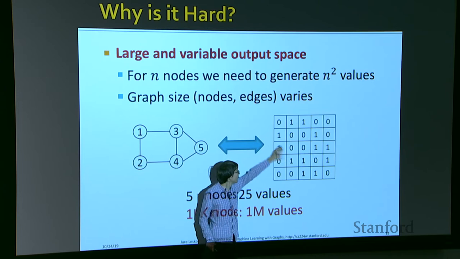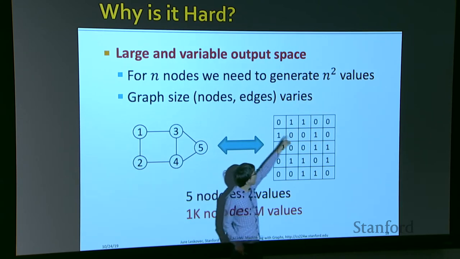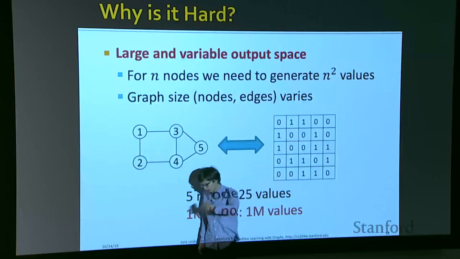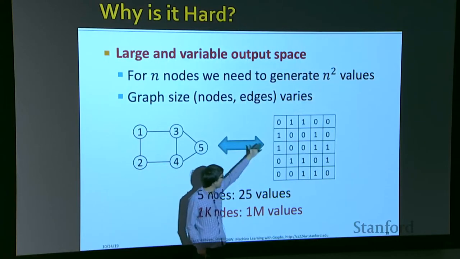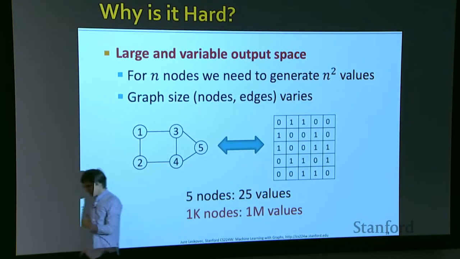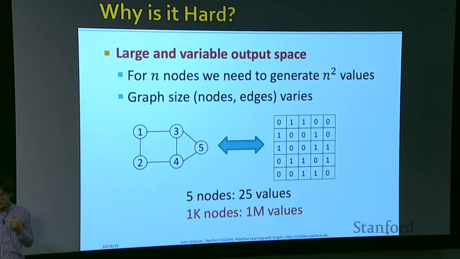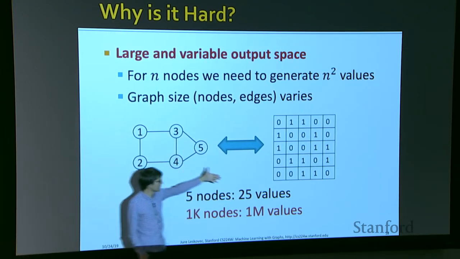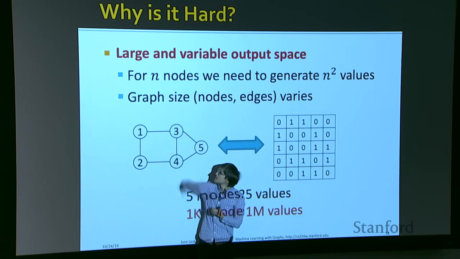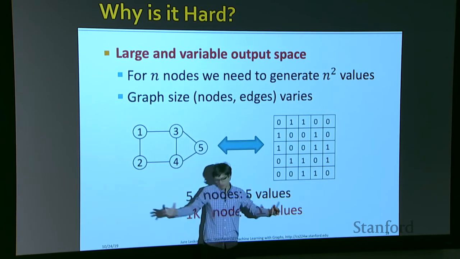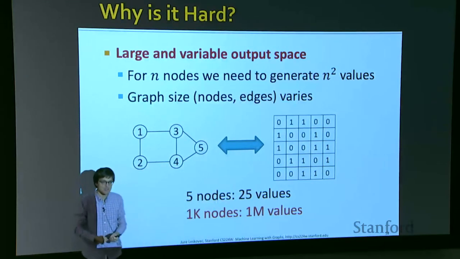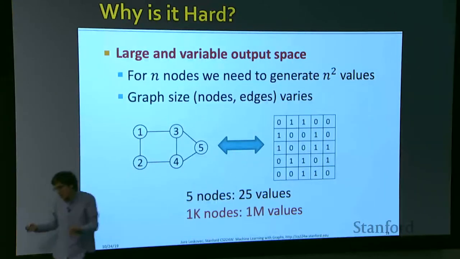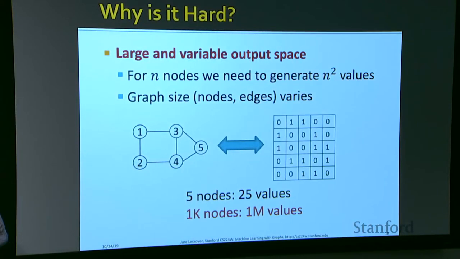I need to specify, for every node, all other nodes it connects to and all other nodes it does not connect to. So if I want to have n nodes, I need to generate n squared bits of information, right? The other thing is that if I would generate this as a fixed size matrix, I have the problem that graph sizes differ. Molecules have different sizes. So it's not clear how I could generate graphs of different sizes.